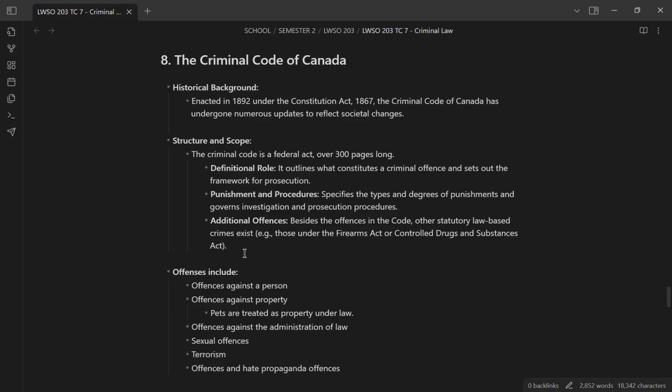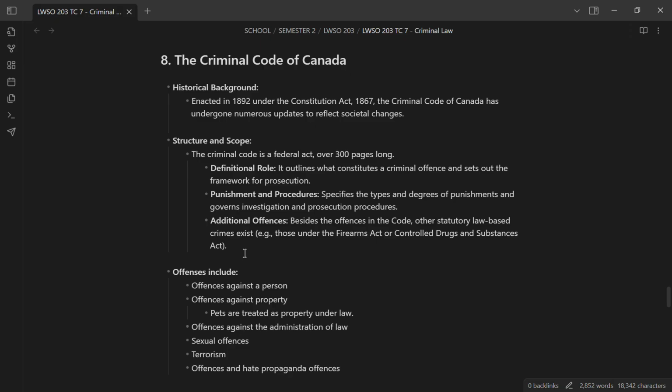So, let's take a look at that, right? So, what's its role? It outlines what constitutes a criminal offense and sets up the framework for prosecution. Looking specifically at prosecution, what are some of the punishments and procedures we look at? The criminal code specifies the types and degrees of punishments and governs investigation and prosecution procedures, right? So it's not only outlining what constitutes an offense, but setting out the types of degrees for punishment and investigation and procedures, whatever it may be.